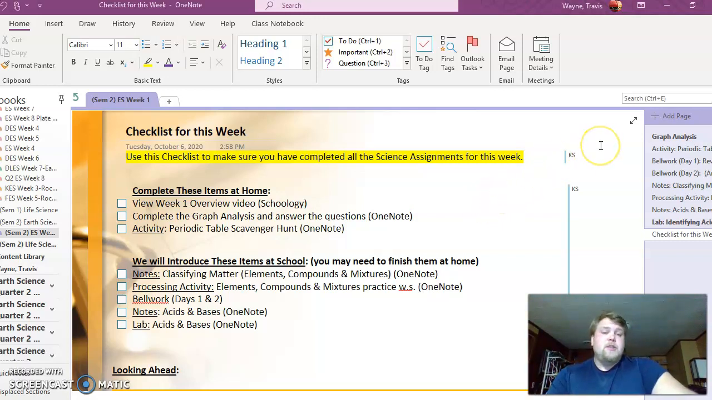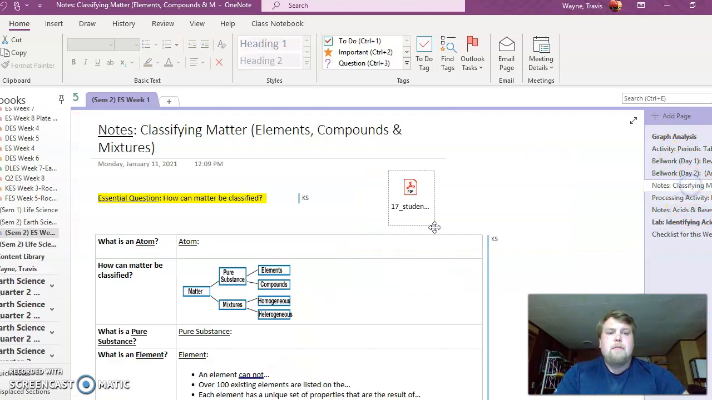For my Austin crew, the folks that we're going to see right away, we are going to start looking at some of our notes on matter, elements, compounds, and mixtures. This is going to be found in OneNote. There's also going to be an interactive processing activity, which involves you using those notes and concepts to complete an assignment. So here we have our notes regarding classifying matter.